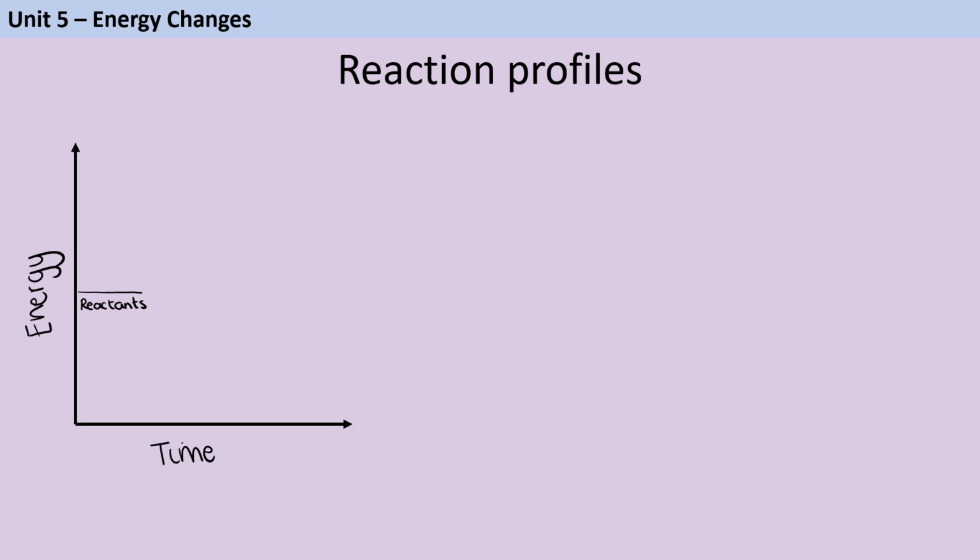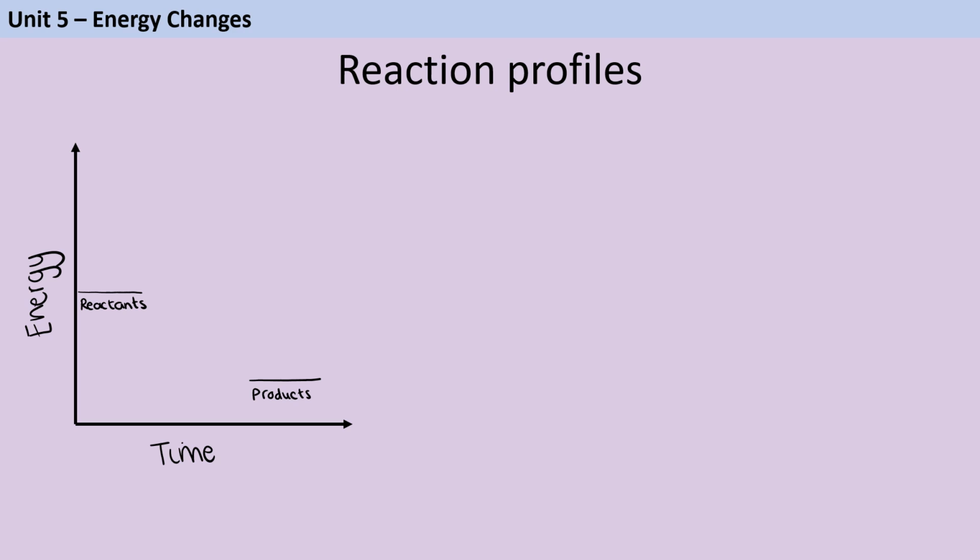Now, this is going to be an exothermic reaction to begin with, so when I draw my horizontal line for the products, it's going to be lower. That can be a little bit confusing for people because they think, hold on, exothermic reactions are about giving out energy. But if you think about it, if energy has been given out to the surroundings, then what's left in the product is going to be less. We've kind of spent some of the energy.